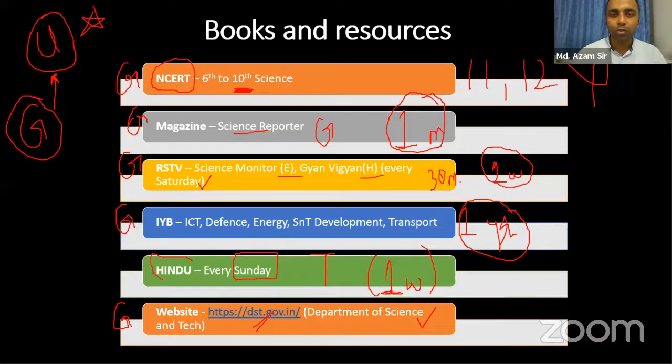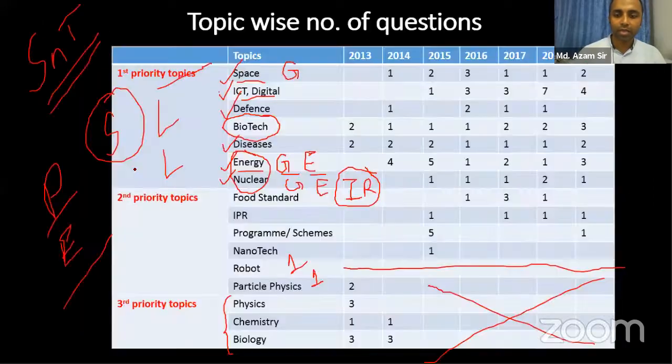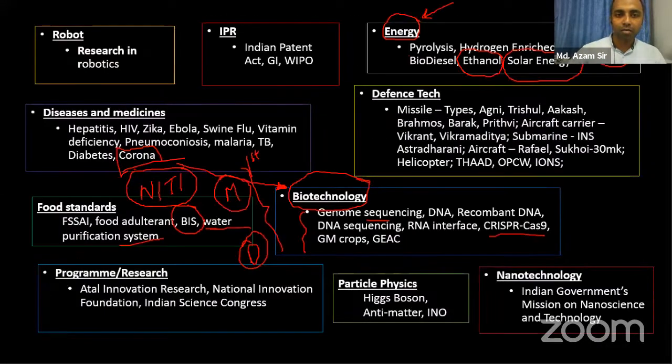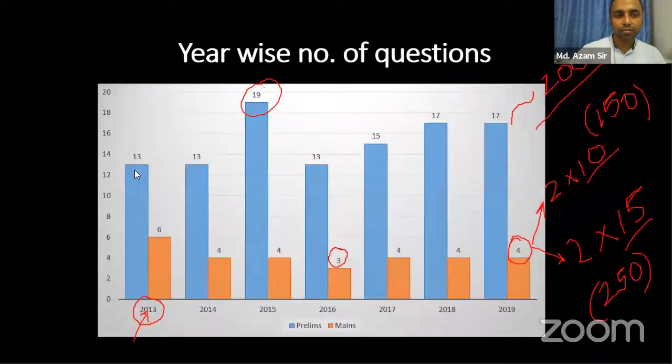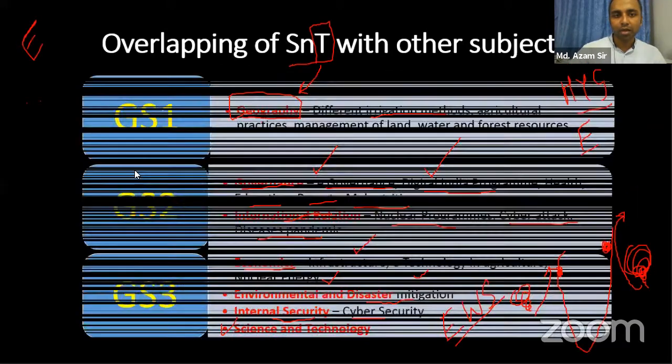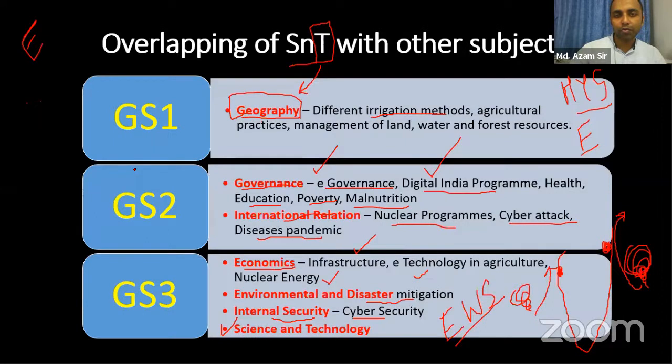So I hope you got a slight idea about the various topics in science and technology. And with respect to that, we formulated our strategy that which topic is important, which is not. Then we proceeded ahead with the breakup of the number of questions in the prelims as well as mains. We even saw overlapping of science and technology with the other subjects.